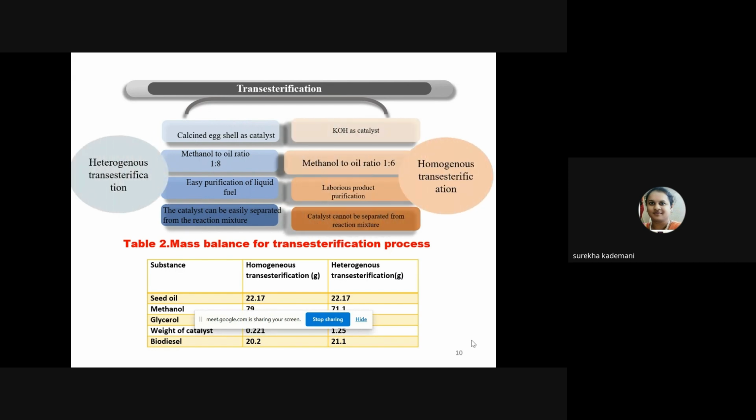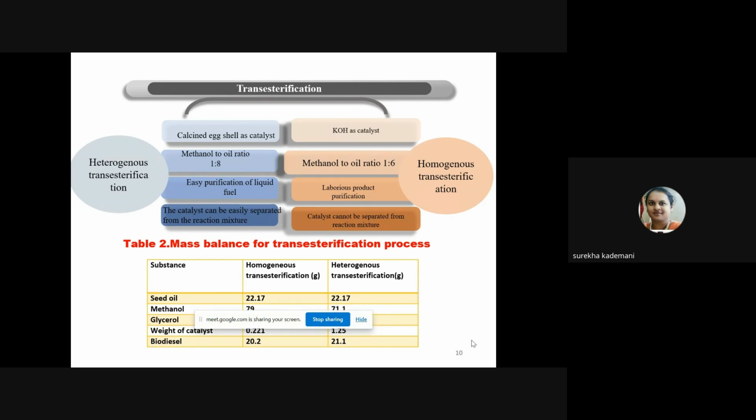Transesterification: I have carried out two types of transesterification. First, heterogeneous transesterification using calcined eggshell as a catalyst. For the heterogeneous method, I used a 1:8 oil to methanol ratio, and the liquid fuel obtained is easily purified because we can remove the heterogeneous catalyst by filtration. The catalyst can be easily separated from the reaction mixture.